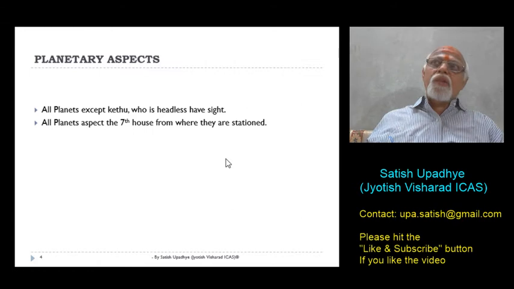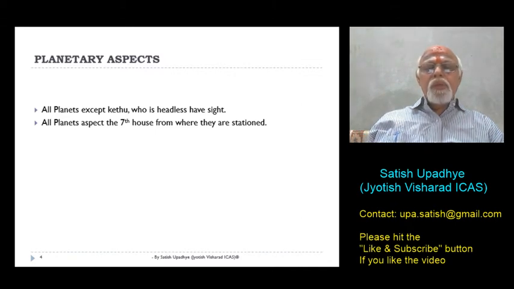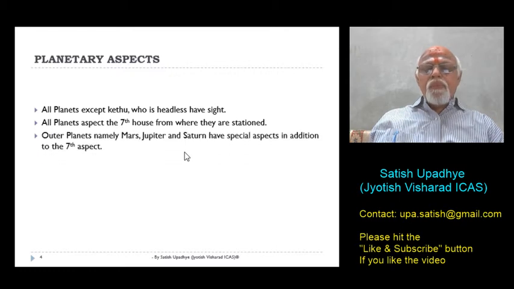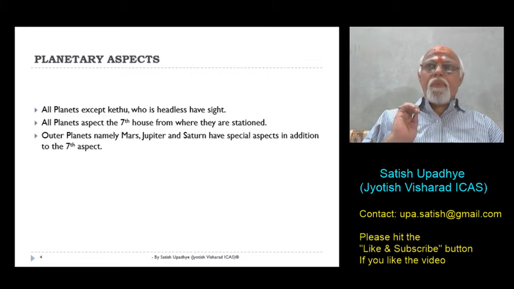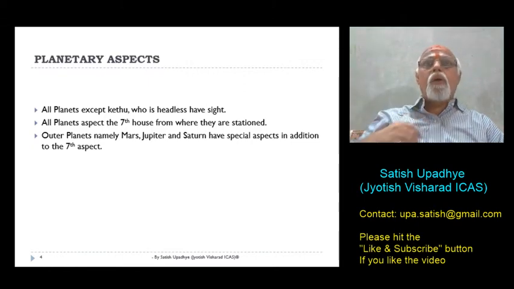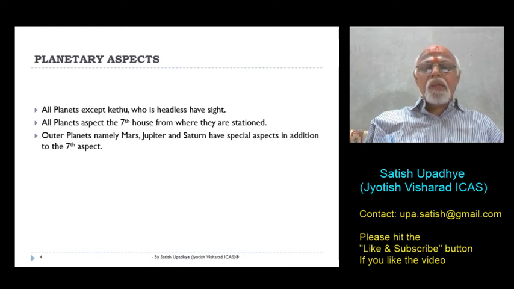All planets aspect the seventh position from the place or house where they are stationed. All the planets except the outer planets, who have some special aspects. They are right on the top. So they have special aspects. They are the outer planets, Mars, Jupiter and Saturn. All the outer planets, namely Mars, Jupiter and Saturn, have special aspects in addition to the seventh aspect.